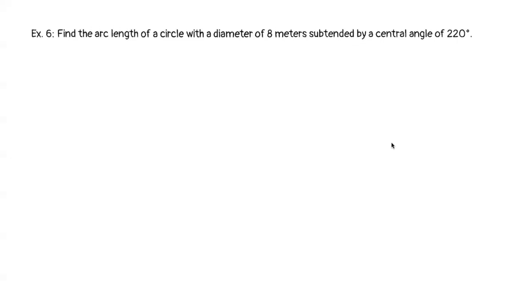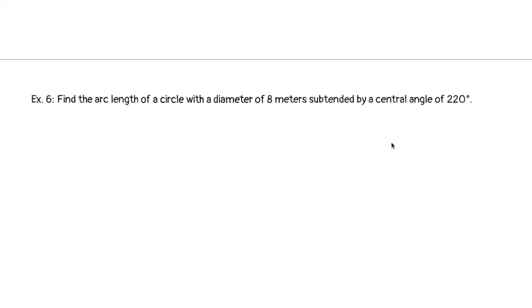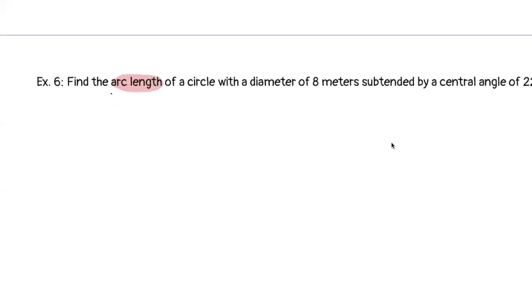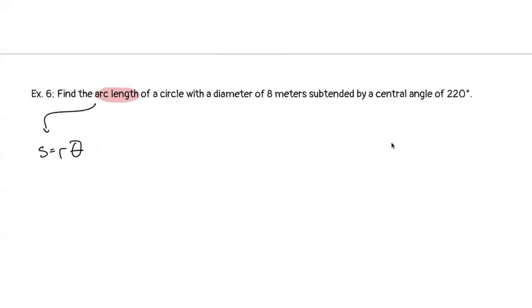So example 6, find the arc length of a circle with a diameter of 8 meters subtended by a central angle of 220 degrees. All right, so arc length, we're thinking, okay, arc length of a circle. The formula for arc length is S equals R theta, right? Now, even though this word problem only takes up one line, I haven't given you anything that you can use right off the bat. You have to do some work to find R and to find theta. Okay, so let's do that work together.